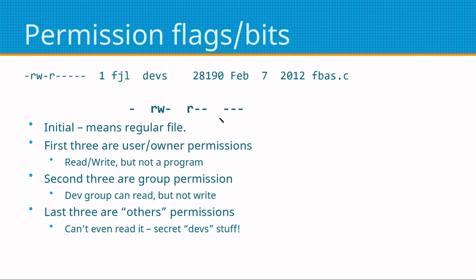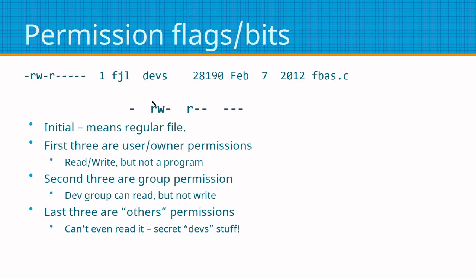Okay, so looking at this example, the dashes and letters are actually each representing a particular attribute for this file, and they're broken up into groups. There's the first one, and then there are 3 groups of 3. Now the initial attribute here, a dash means it's a regular file. If it's anything other than a dash, it's not a regular file.